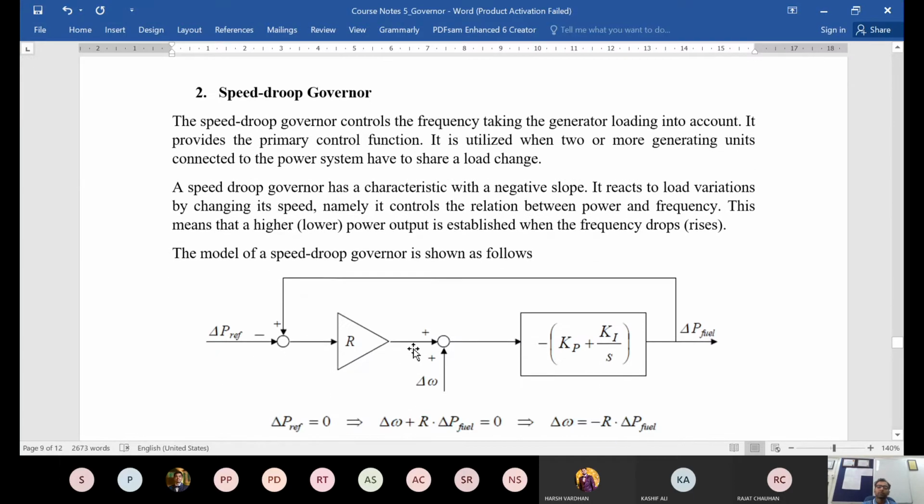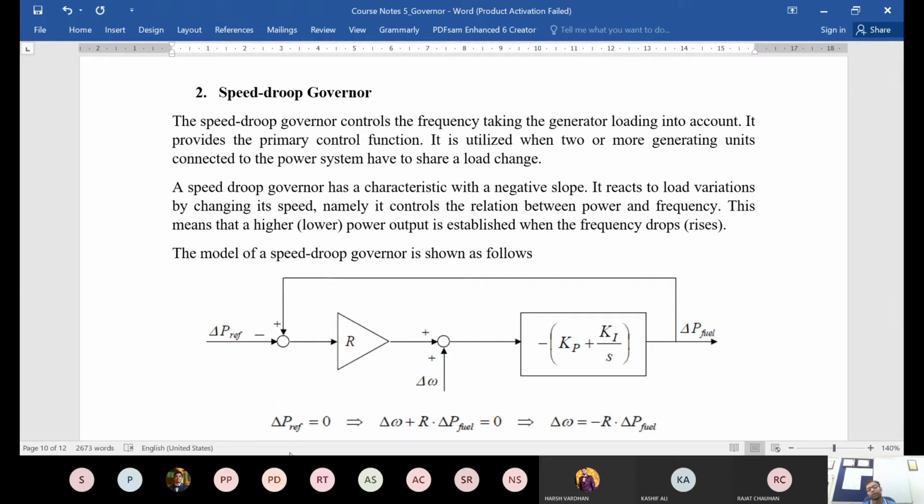So the model for this is something like this here, slightly more complicated as you can understand. So delta omega is coming here. Again, the same way, omega minus omega ref will come here, delta omega. But you have another control loop coming here, another feedback loop, which corresponds to your delta P ref, the reference value of the power output. So this is what helps you adjust the setting of the no load frequency point or the reference point.